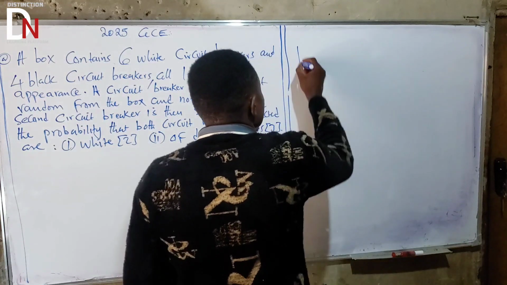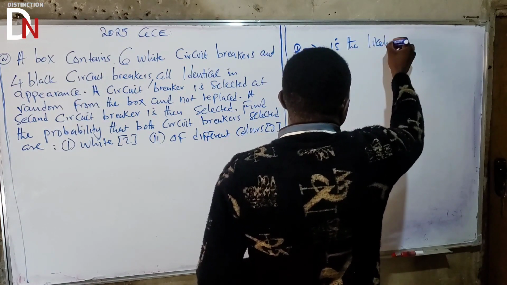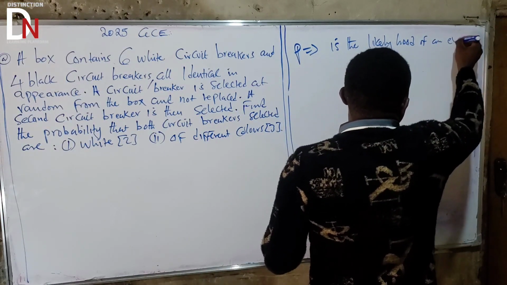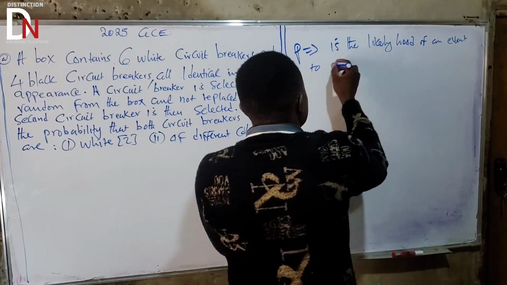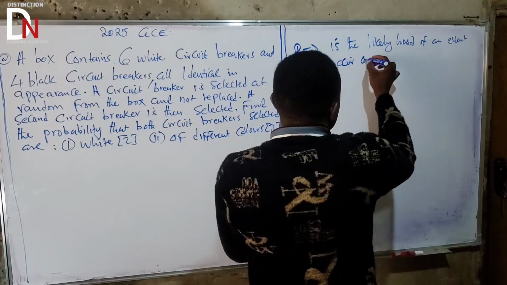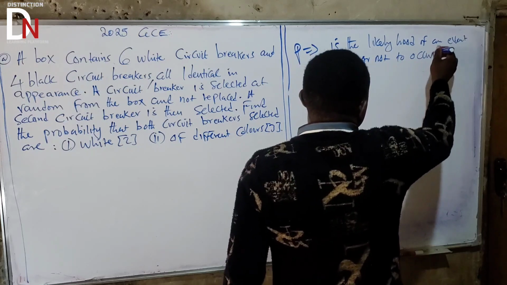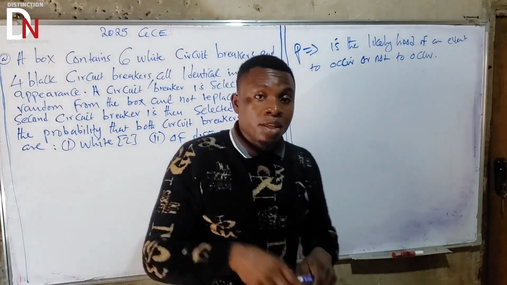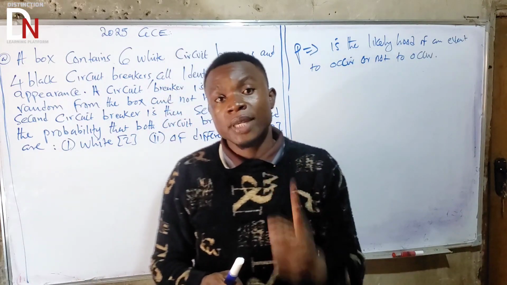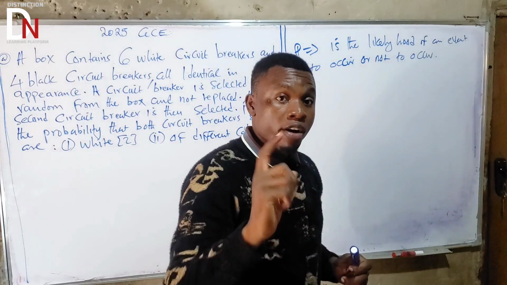Okay? So probability by definition is the likelihood of an event to occur, rather happen, or not to occur. Under probability, there are two important things which we're supposed to know. The first one is that the probability of an event to occur is always what? 1. The probability for an event to occur is always 1.